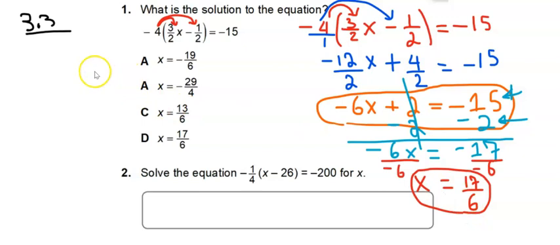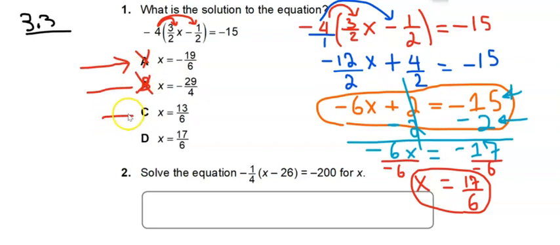Look over here. Does it look like A to you? No. Does it look like B to you? This is B, by the way. No. Does it look like C to you? No. What about D? That is correct. So the answer to number 1 is D. And I'm going to pause this.